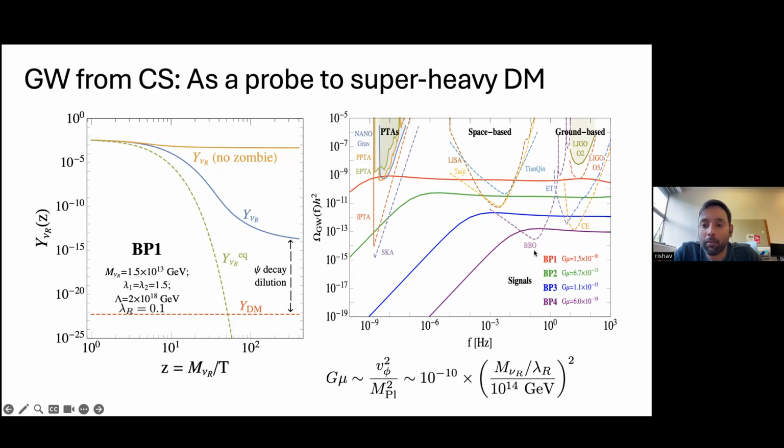Now, as can be seen from the figure on the right, depending on the different choices of the string tension, the spectrum can enter different sensitivity curves, and hence can be detected. So here the idea was to show how cosmic string can probe a super heavy dark matter. I mean, how gravitational waves can be used to probe a super heavy dark matter. So this was the whole idea behind this work. So this was one example.